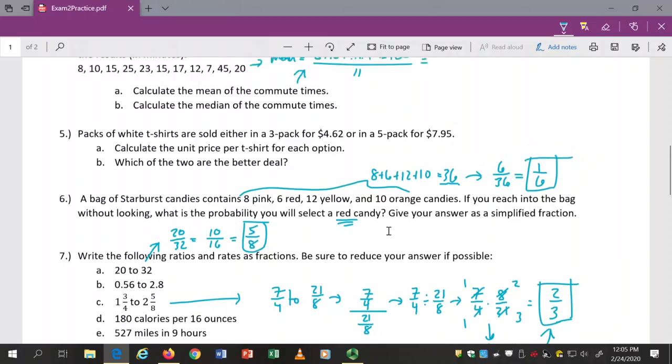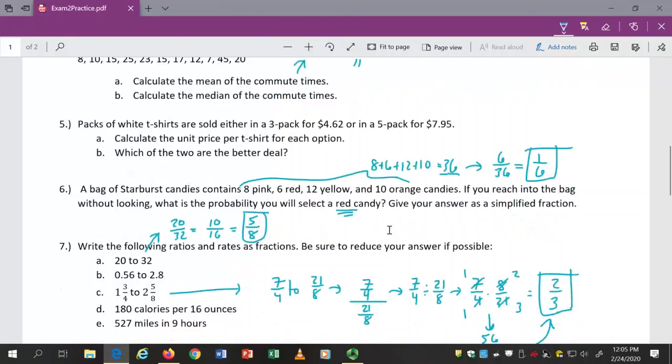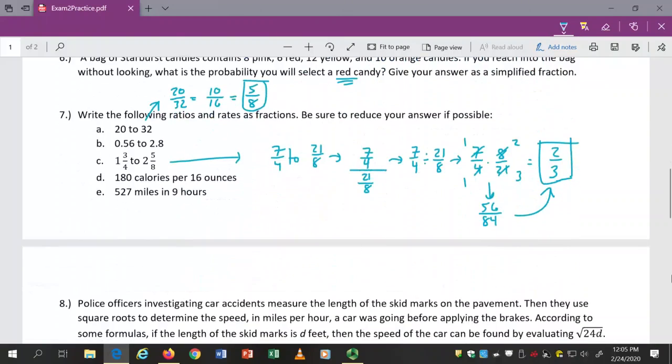All right. Any other? 7D. So again, we're just going to write it as a fraction. It's just going to be 180 to 16. You just want to reduce it.